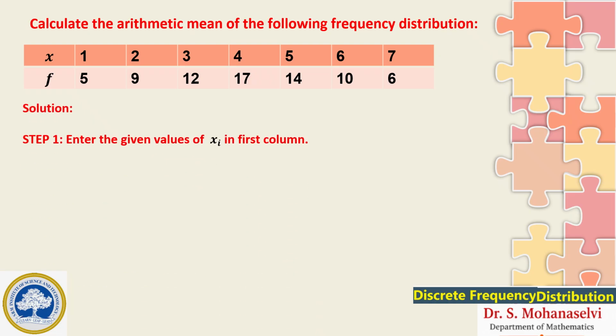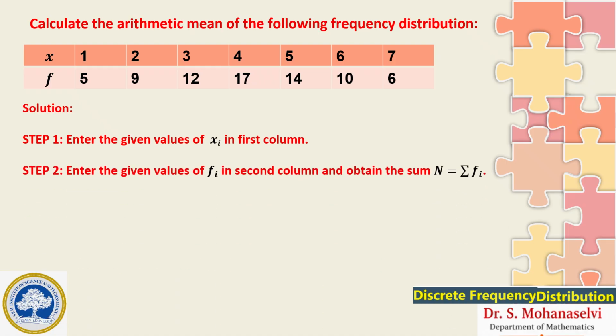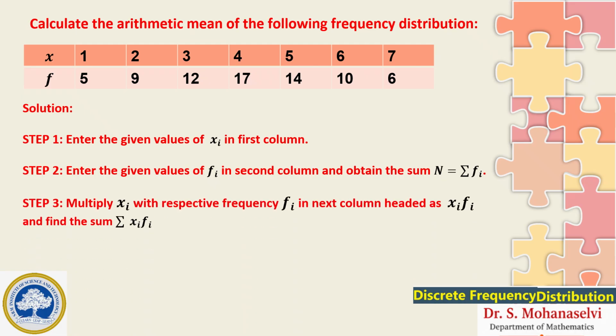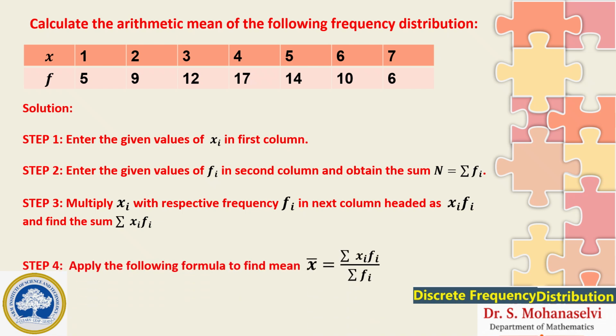In the first step, let us make a frequency table. In the first column, we will enter the given values xi. In the second column, we will enter the given frequencies fi and we find the sum of the frequencies, which is represented by capital letter N. In the next step, we will multiply xi with the corresponding frequencies fi and then we find the sum of the product of xi and fi. Finally, we use the mean formula x bar is equal to summation xi fi whole divided by summation fi to find the arithmetic mean of the given data.